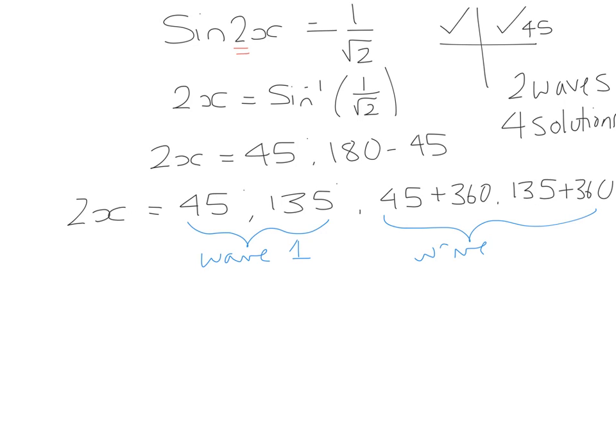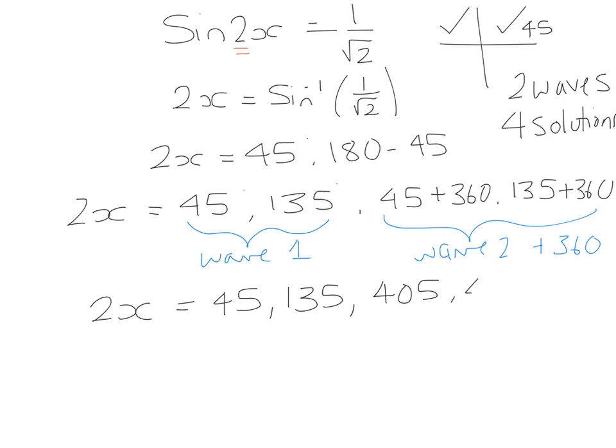Wave 2. And basically we've added 360, as I said. So what does that give us? That gives us 2x equal to 45, 2x equal to 135. And then we have 405 and 495. Now that's what 2x is equal to, and we want x, so we have to divide by 2.